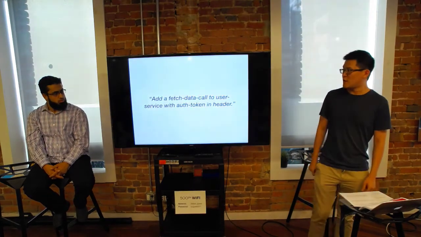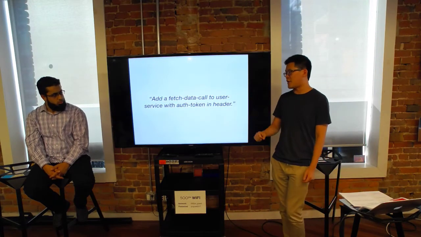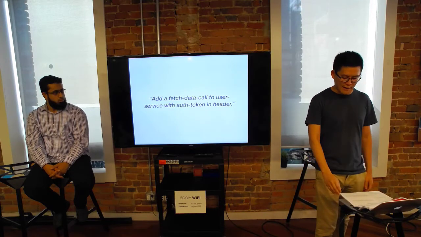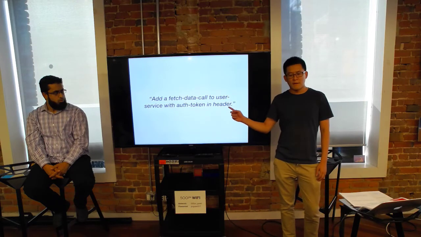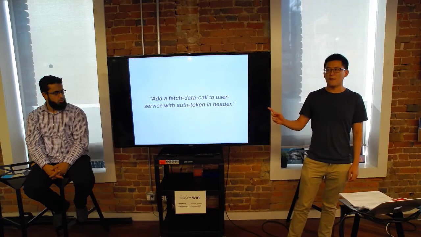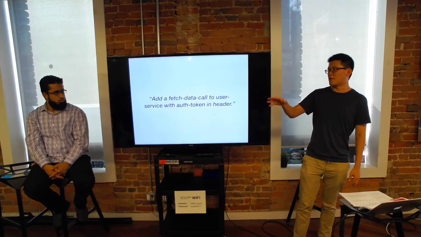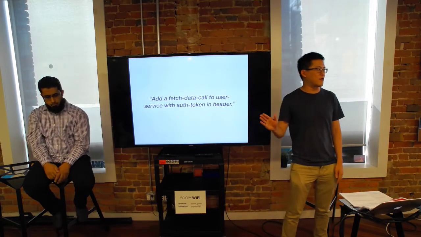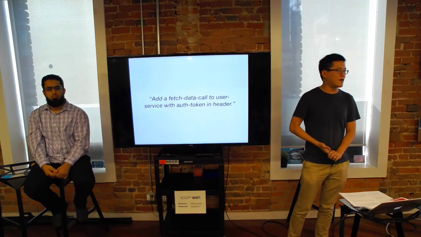Let's see an example. This is an example of a story that you might see. It says: add a fetch data call to the user service with the auth token in the header. When we see this sort of story, we tend to write tests that are very functional or structural oriented. We'll say the user service should hit something else with an auth token, because the story doesn't describe the value of why we're testing that, right?